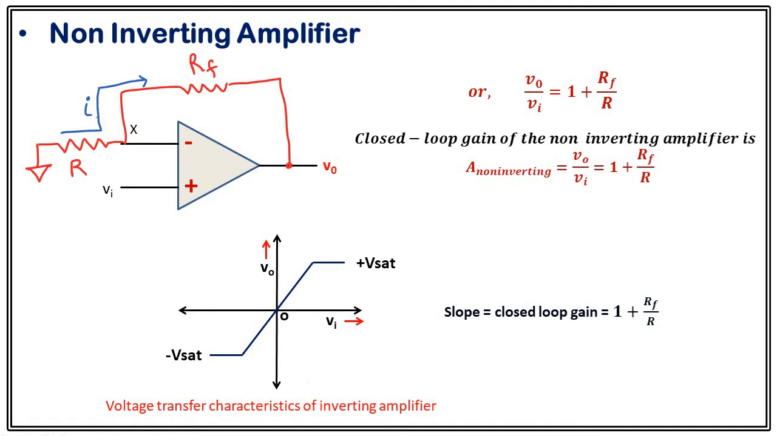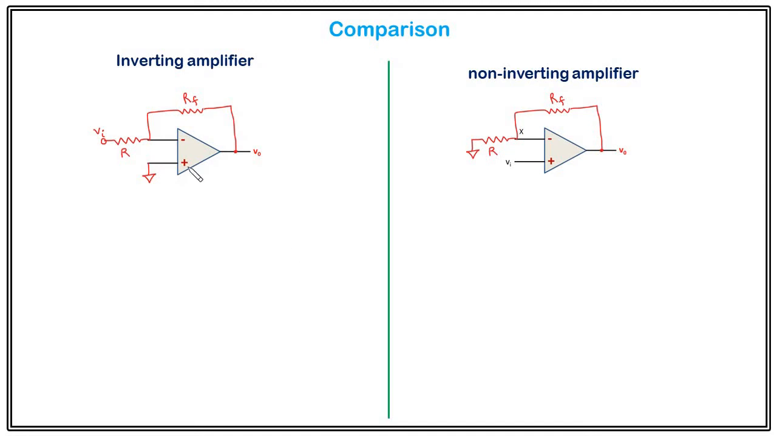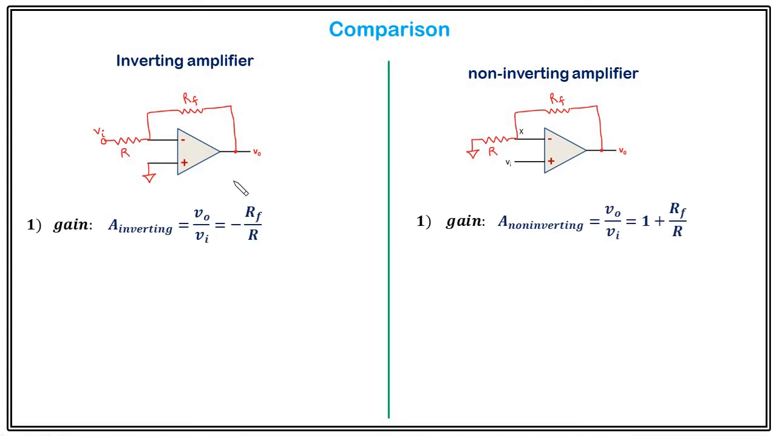We have seen both the inverting and non-inverting amplifier. Let's compare them. These are the circuit diagrams for the inverting amplifier and the non-inverting amplifier. Gain in the case of the inverting amplifier is minus Rf upon R. Gain in the case of the non-inverting amplifier is 1 plus Rf upon R.